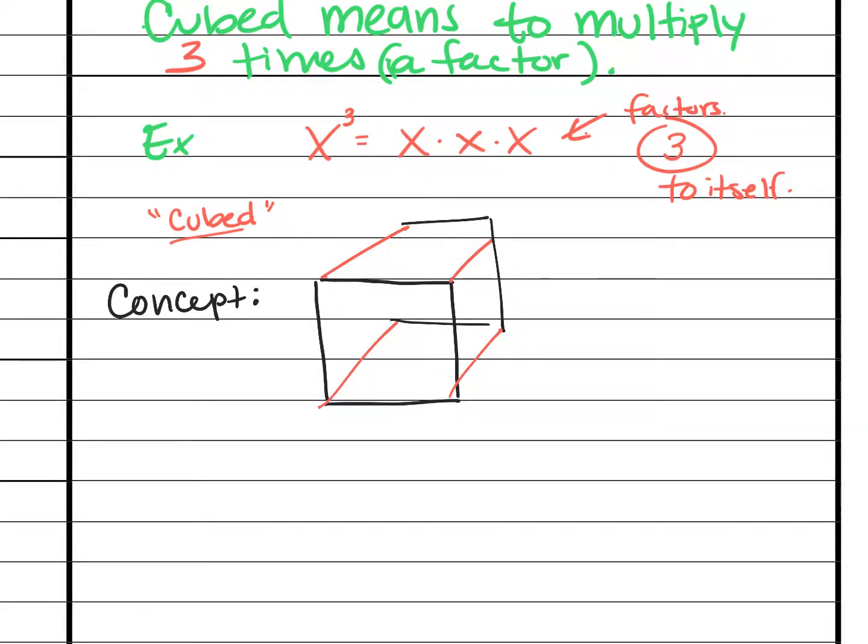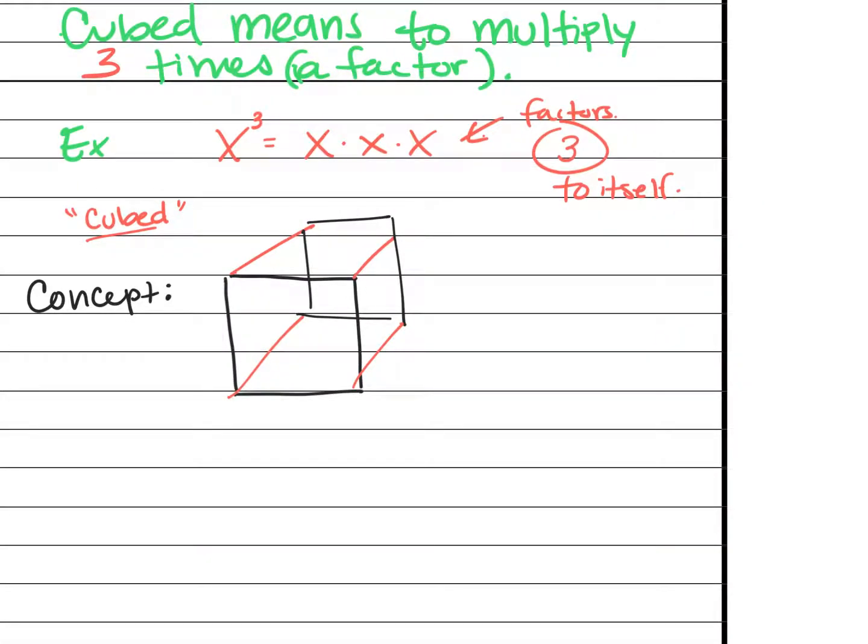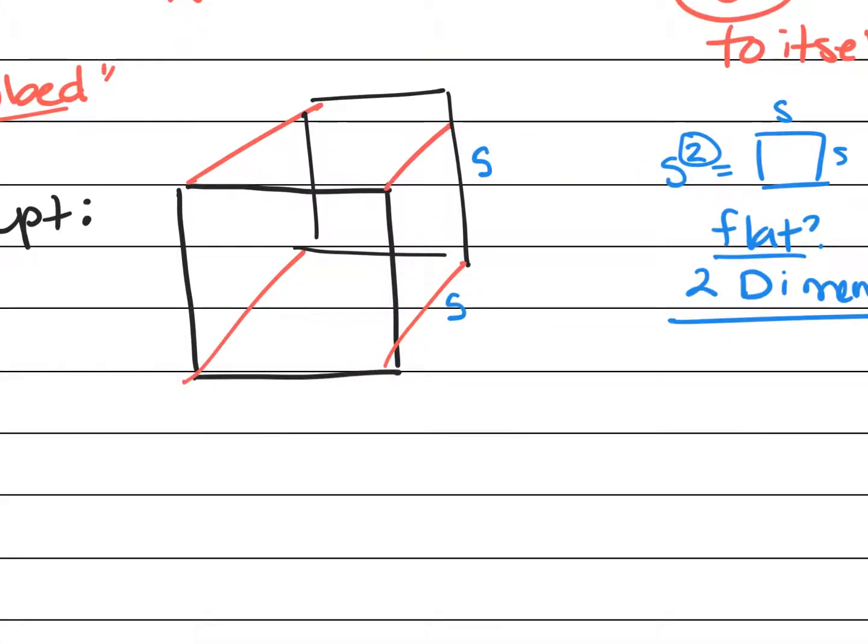I'm missing a slide here. If I have a cube and I multiply this side times this side, remember that would be squared. That's s squared. And isn't s squared flat? That means it's 2-dimensional. But we're not in square. We're not flat paper. We're not 2-dimensional. We're cubed. So we have depth, we have height, and we have length. So it would be s times s times s.